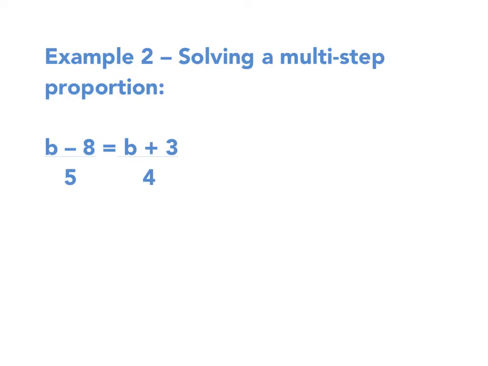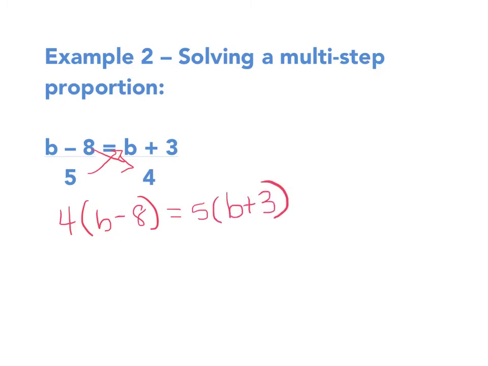You will also see proportions that have expressions in the numerators instead of just a number. And if you ever see this, know that you just have to cross multiply again to find out what this variable is. So we're going to cross multiply diagonally, and we get 4 times b minus 8 equals 5 times b plus 3. And now I just have an equation that has variables on both sides, and we've solved these before in class, so we're going to solve them now.